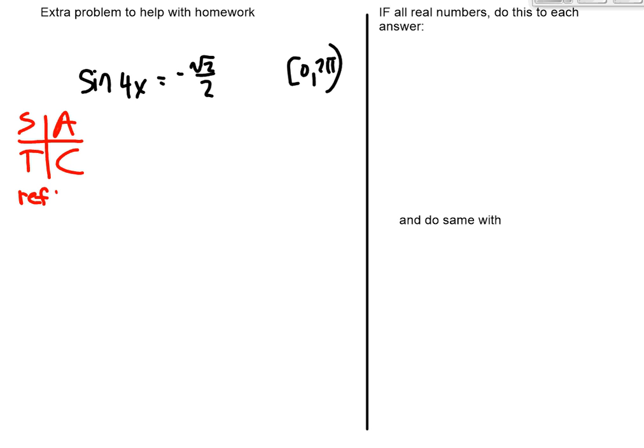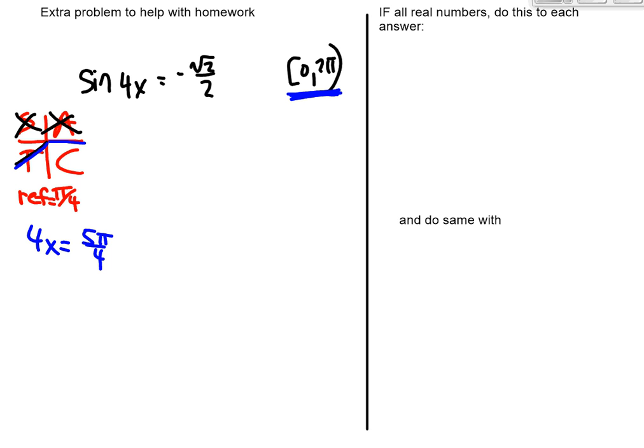So my reference angle is still pi over 4, and my two angles that are going to give me that negative are the one that's right there. So I'm going to have to be careful here because it's not x that equals 5 pi over 4, it's 4x that equals 5 pi over 4. So if my interval is from 0 to 2 pi, at this point, after I've got my reference angle and I know where those two angles are going to be, I have to say that 4x equals 5 pi over 4.